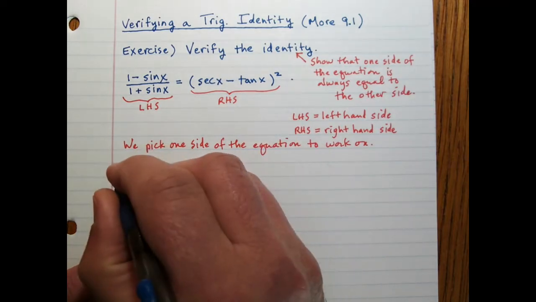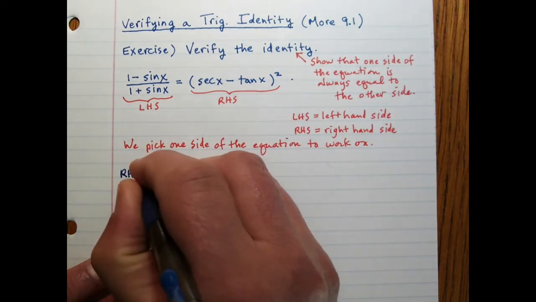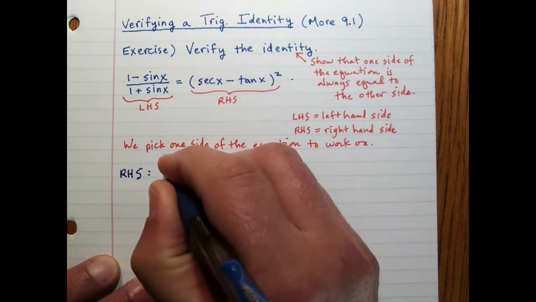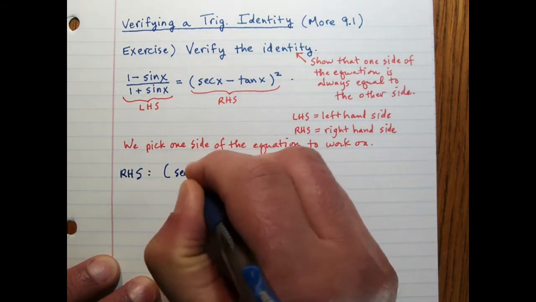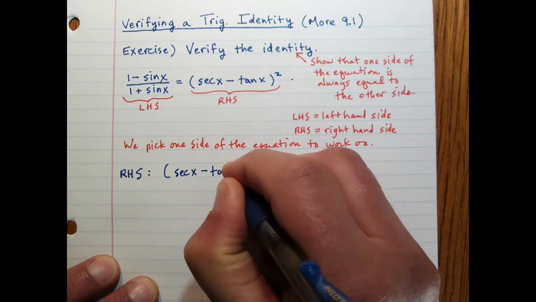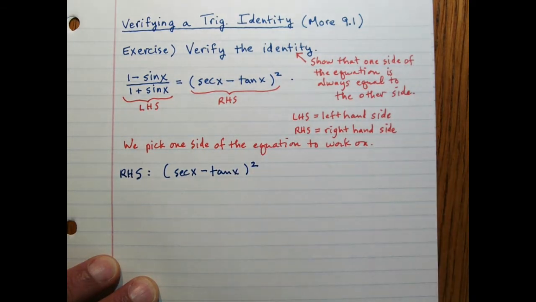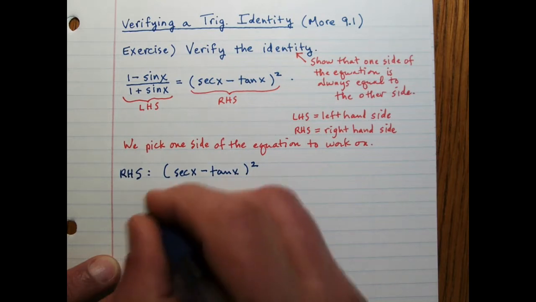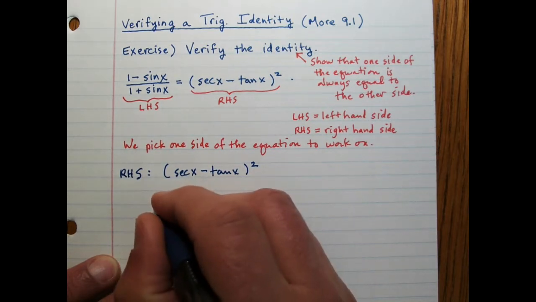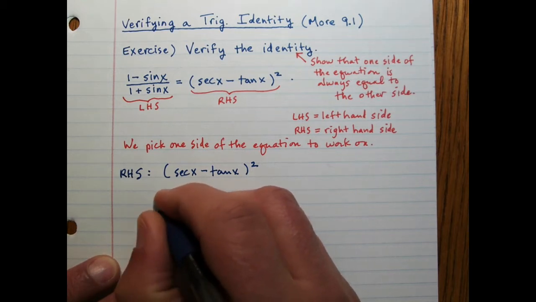I'm going to recopy the right-hand side, so let me write RHS here, which is secant x minus tan x in parentheses squared. And I'm going to try to simplify that. I'm going to try to rewrite it. And I'm going to try to get it to look like the left-hand side. I don't know exactly what's the best thing to do here. I just start rewriting in any way that makes sense.